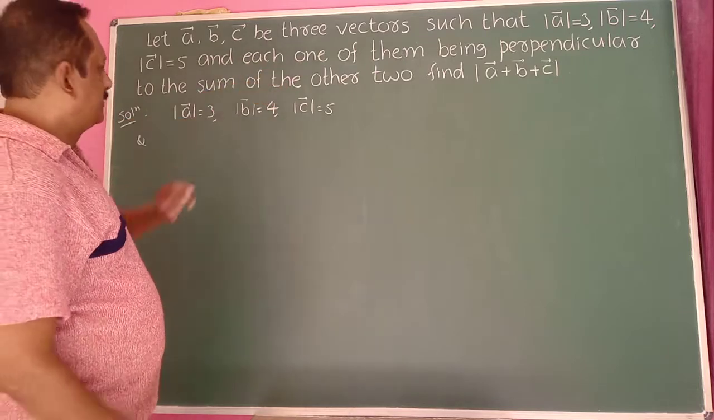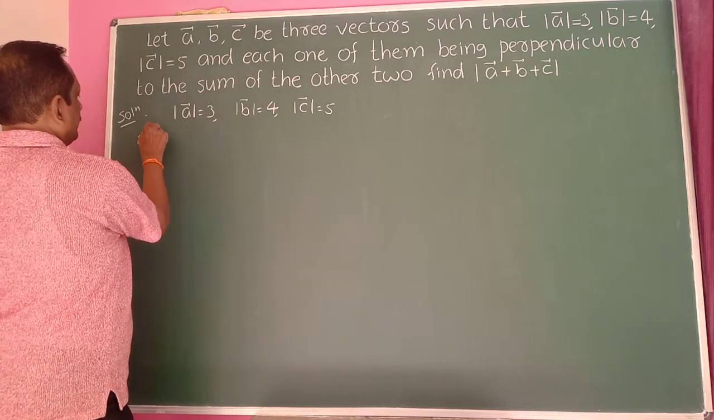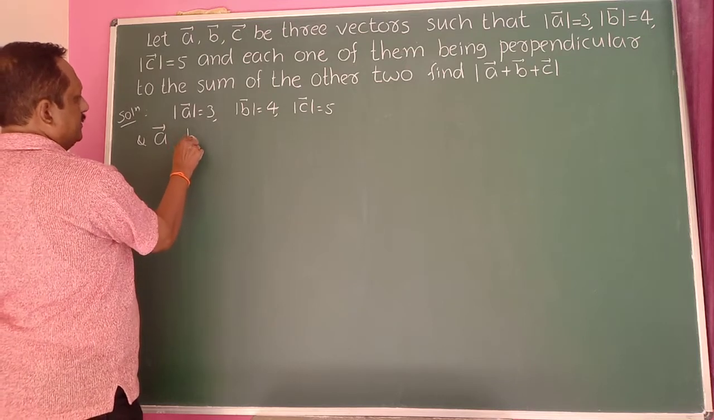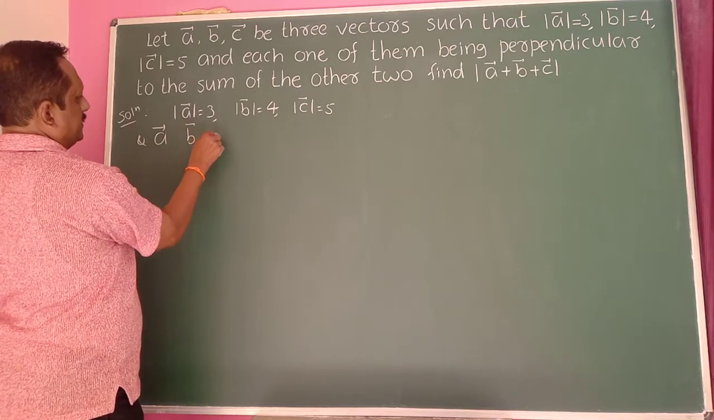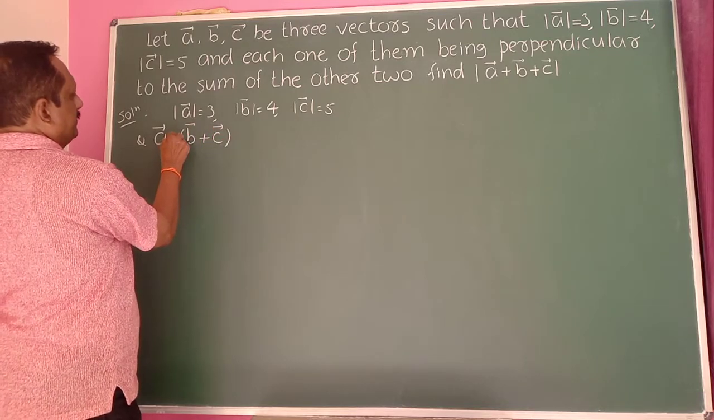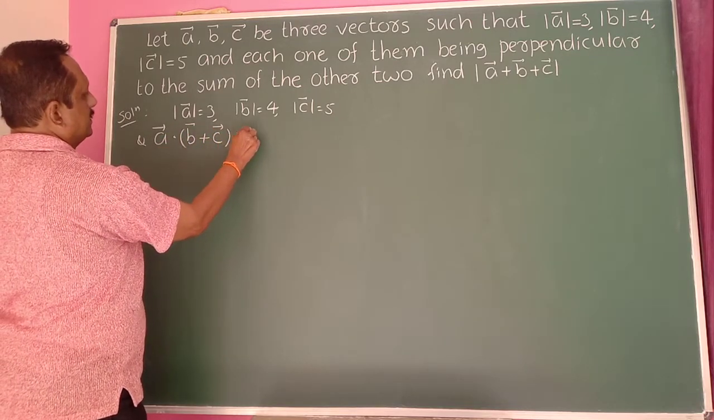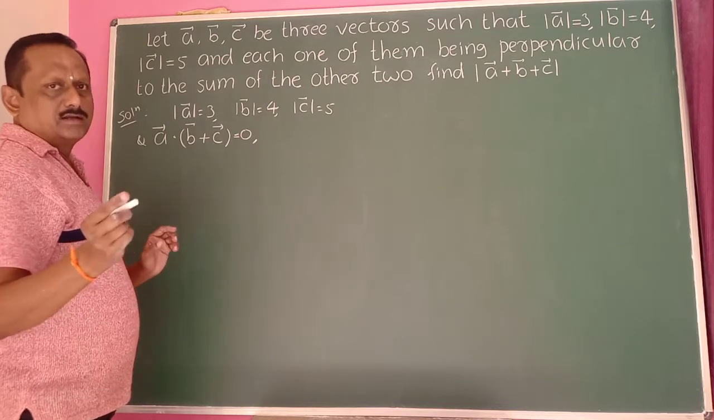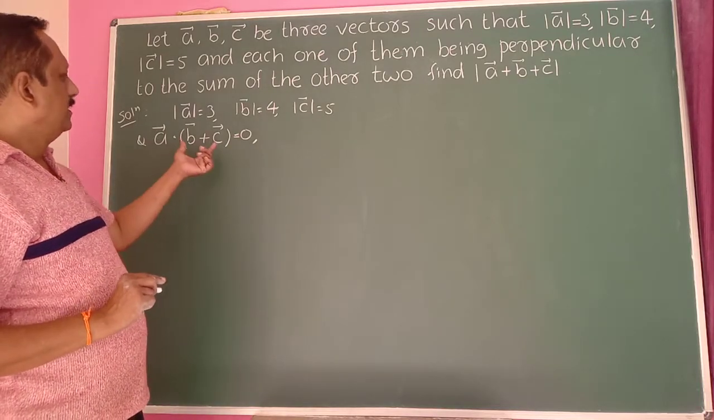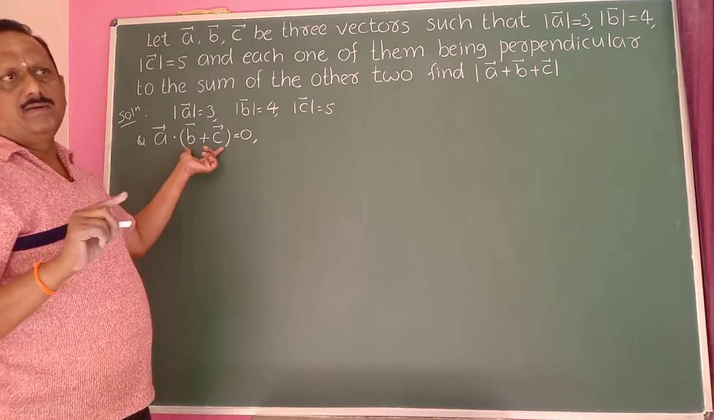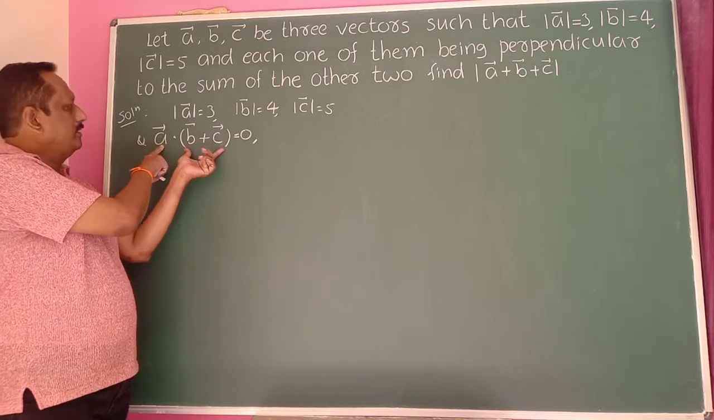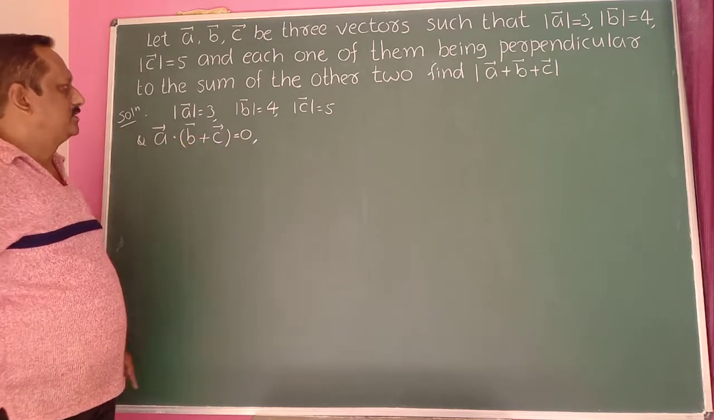Each of the vectors, suppose you take vector A bar, is perpendicular to the sum of the other two. Sum of the other two means B bar plus C bar. They are perpendicular, therefore the dot product must be 0. You know that two vectors are perpendicular if the dot product is 0. Hence A bar dot of B bar plus C bar equals 0.